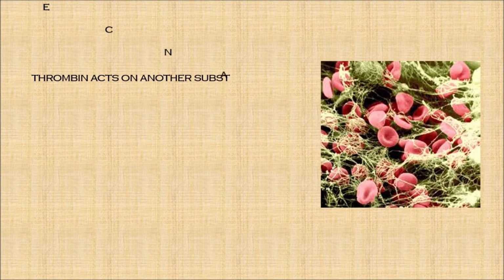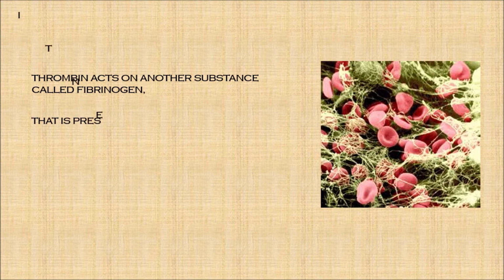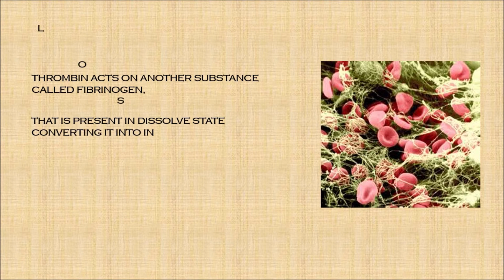Thrombin acts on another substance called fibrinogen. Coming to the part of thrombin, it acts on fibrinogen, which is present in dissolved state, converting it into insoluble fibrin. So what is present in dissolved state? Fibrinogen is present in dissolved state, and this is converted into insoluble fibrin by thrombin.